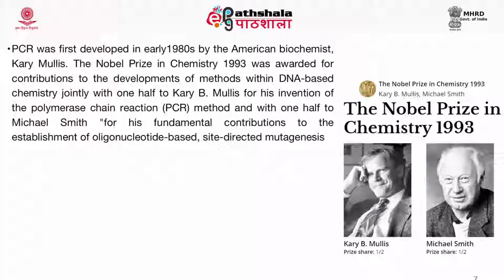The Nobel Prize in Chemistry 1993 was awarded for contributions to the development of methods within DNA-based chemistry, jointly with one half to Kary B. Mullis for his invention of the polymerase chain reaction method and with the other half to Michael Smith. Michael Smith was awarded for his fundamental contributions to the establishment of nucleotide-based site-directed mutagenesis.